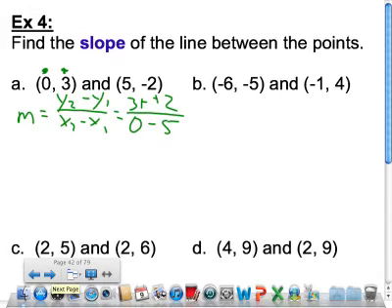If you started with negative 2 on top, then you'd have to start with 5 on the bottom. So 3 plus 2 on top is 5. 0 minus 5 is negative 5. And 5 divided by negative 5 is negative 1, which would be your slope.